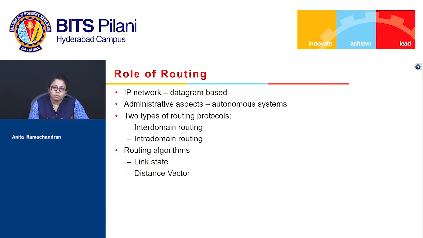So there are two types of routing protocols, inter-domain routing protocol and intra-domain routing protocol. And there are two types of routing algorithms, link state routing algorithm and distance vector routing algorithm. What these are, we will discuss in detail shortly. However, inter-domain routing is routing between two autonomous systems, and intra-domain routing is routing within a certain autonomous system.